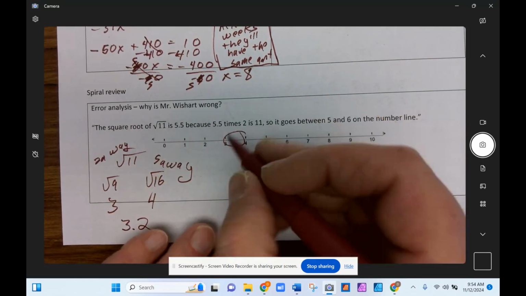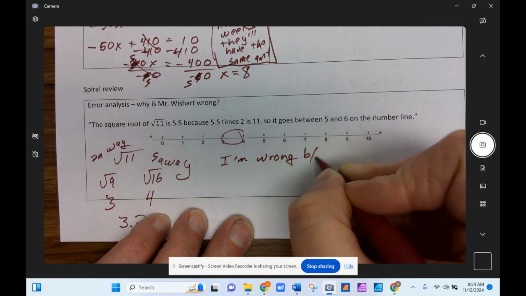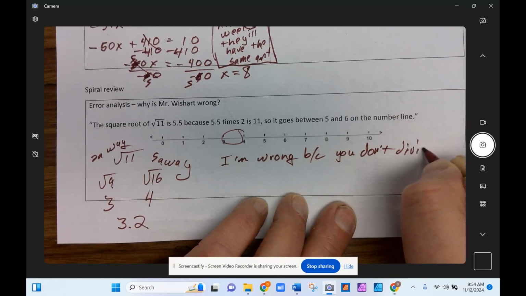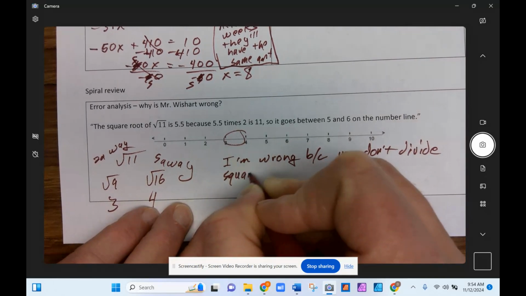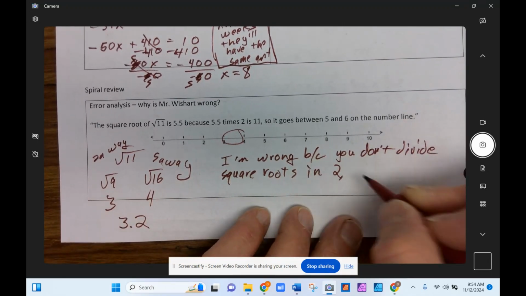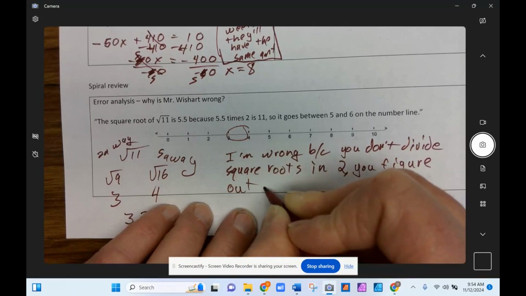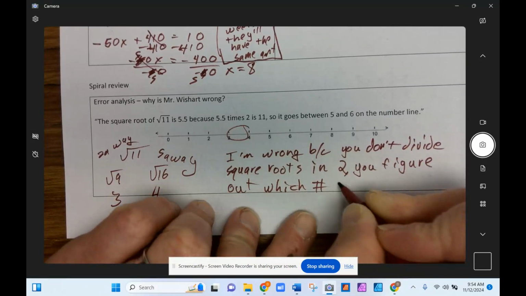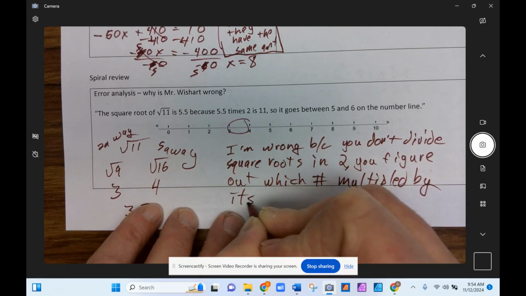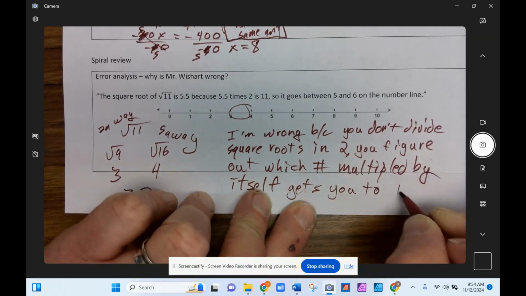So why am I wrong? Well, I'll say I'm wrong, or you would say Mr. Richard, I'm wrong because you don't divide square roots by 2. You figure out which number multiplied by itself gets you to the square root. And that's that.